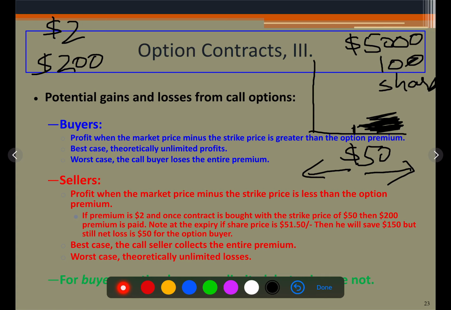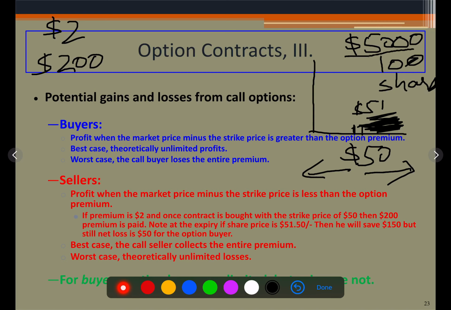So the buyer will profit when the market price minus the strike price is greater than the option premium. What does it mean, by the way? It means that, let's suppose, the price turned out to be $51, somewhere over here. Where will he go to buy the share? Will he buy from the seller of the call option contract, or will he go to the stock market? Obviously, he will go to the seller of the call option contract and buy at 5,000, right?